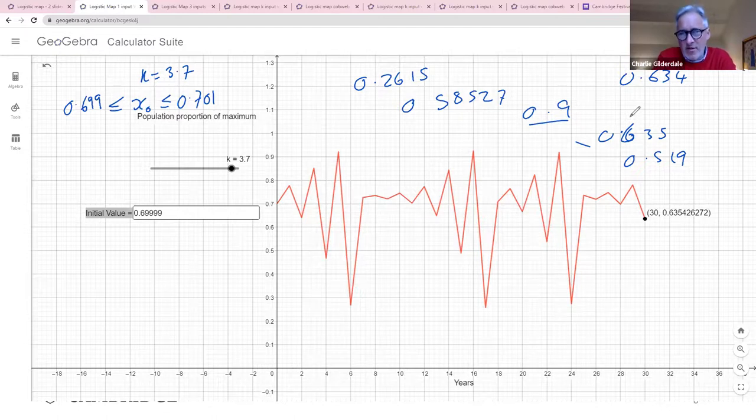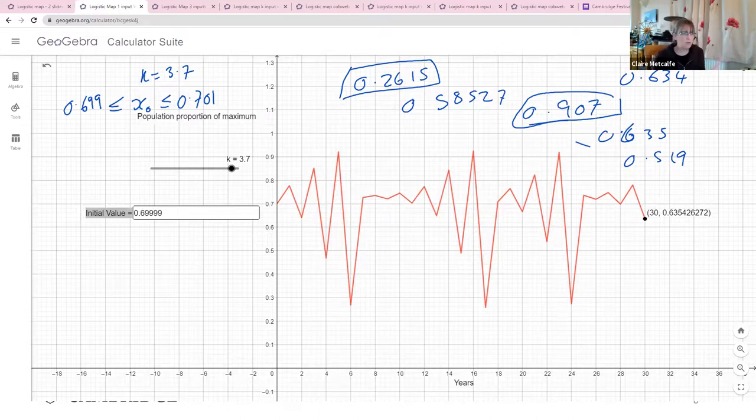it may look like there's not much difference between 0.5 and 0.9, but actually we're talking about the proportion of the total possible population. So it could be about a quarter of the total population. It could be about 90%. This is an enormous difference.